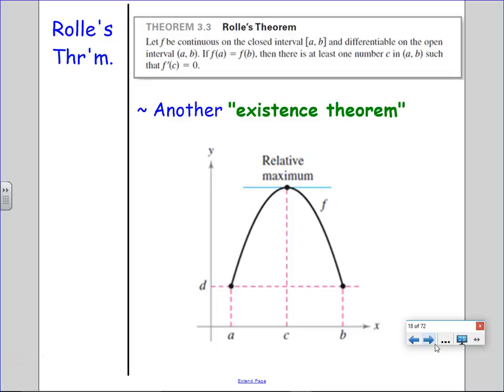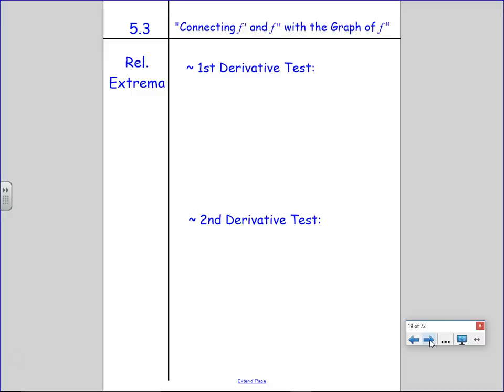This is the one last thing in 5.3, not necessarily a forever card, I just want to do a quick little reminder. MVT is the big one that we need to know for the AP for sure, but every now and then we can use Rolle's, which says, hey, if we can figure out that 2 y values are the same, then there must be a horizontal tangent somewhere in between.